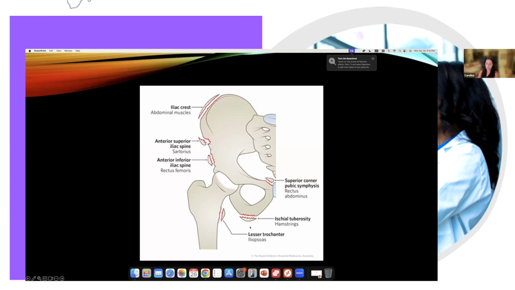The ischial tuberosity one, we see it very commonly with young adolescents playing soccer or rugby or whatever makes them cross their lower limb to the other side to kick a ball or do any type of activity similar to that. There's also the attachment of the iliopsoas into the lesser trochanter. This is a type of injury that we would tend to see in older ladies, perhaps with some osteoporosis. And this is the superior corner of the pubic symphysis, which is where the rectus abdominis attaches.